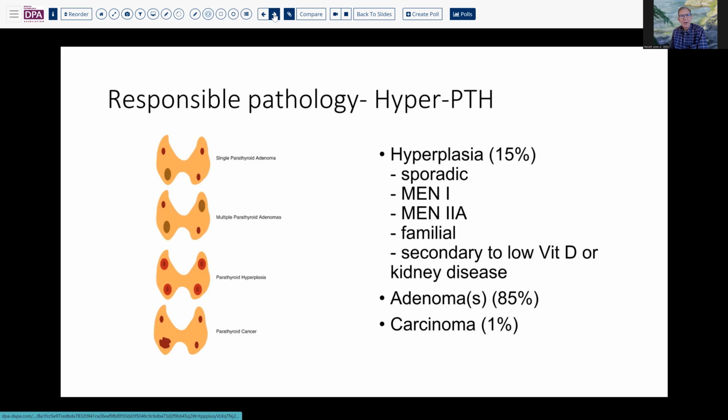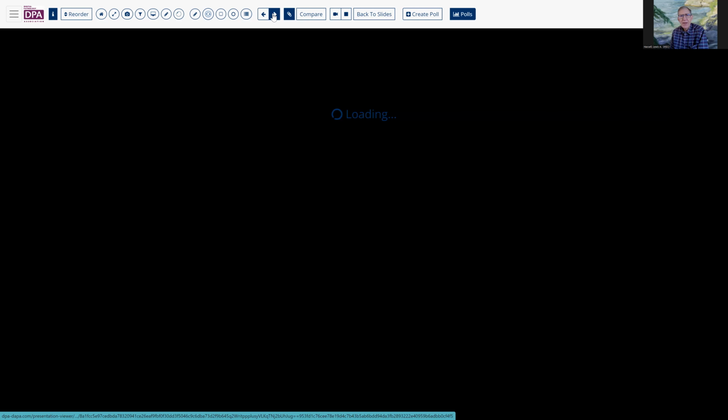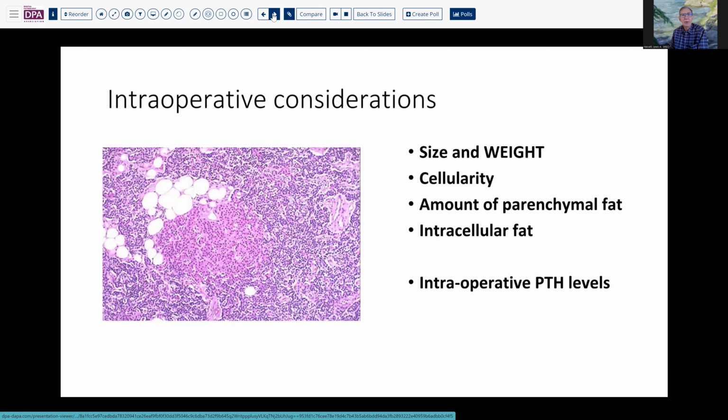So how are we going to sort out these various possibilities? Because essentially all of these have in common an excess of PTH. Now, the history may help, the family history may help, testing for other possibilities may help, but basically in order to control the hypercalcemia and the excess PTH, you're going to have to do surgery. So that then leads to sampling.